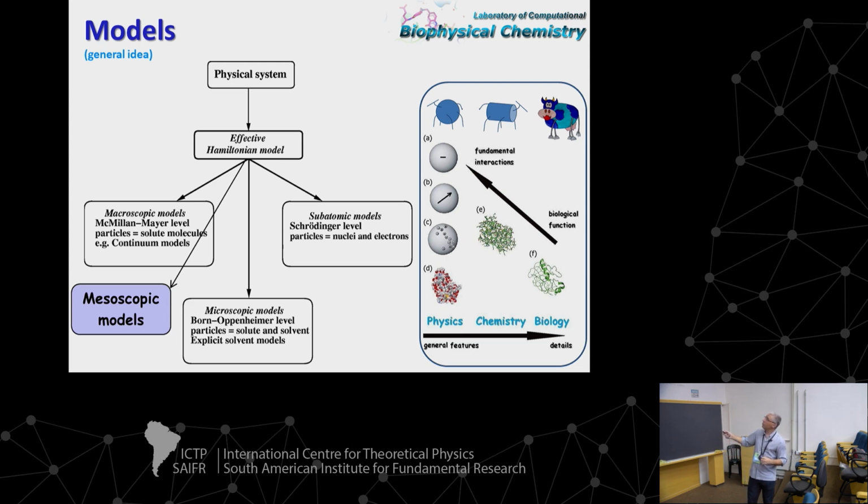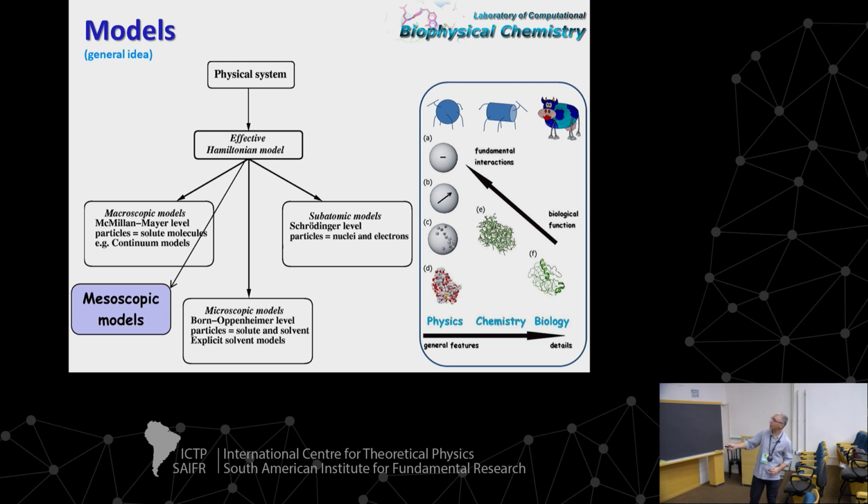But instead of looking at this representation, we can also take one of the ideas that Friedman proposed many years ago in one review paper, where he classified models, which in physics we like to call effective Hamiltonians. We can look at the quantum level or subatomic level, where the definition of a particle is what we have as nuclei and electrons. We can have something intermediate, what they call the Born-Oppenheimer level, where the definition of a particle will change for the solute and the solvent.